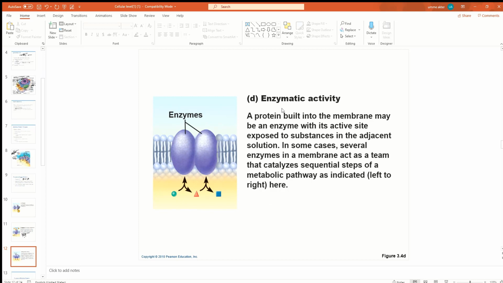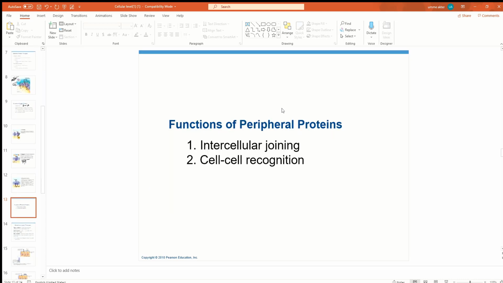Some integral proteins act as enzymes. That means they change one chemical to another, one type of chemical molecule to another type. For example, this one is working as enzyme 1, this one enzyme 2. So you see, when this molecule comes in contact with this one, it will be changed to this. So this will be changed to this by this one, and then this integral protein will work as another type of enzyme that will convert this one to this one. So those are three important functions of the integral proteins.